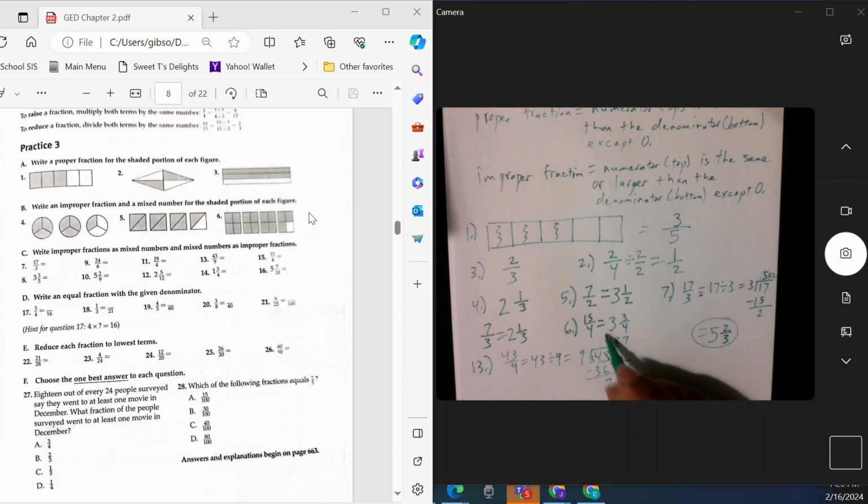So again, this number in front of the remainder is our whole number. Our denominator stays 9. And our numerator is the remainder. So it's 4 7/9.